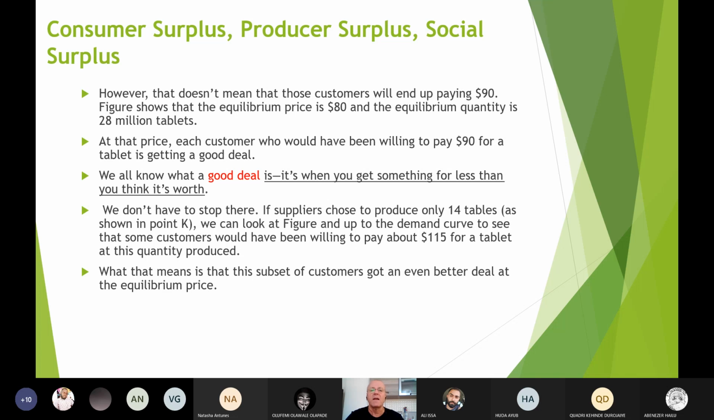Therefore, we have to find a reasonable market price. That's the reason we always call it the invisible hand determining the price mechanism.